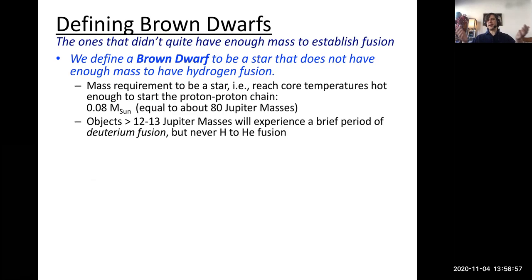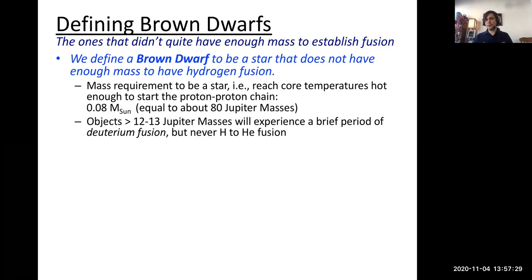So, what is the mass requirement? Because now we have this weird category of what's the difference between a planet like Jupiter that's made out of hydrogen and helium and a brown dwarf that's made out of hydrogen and helium. What's the difference between a gas giant planet and a brown dwarf? And we actually do have rough boundaries. We do have a delineation between what is a gas giant planet and what is a brown dwarf.